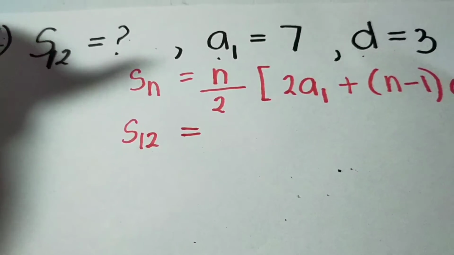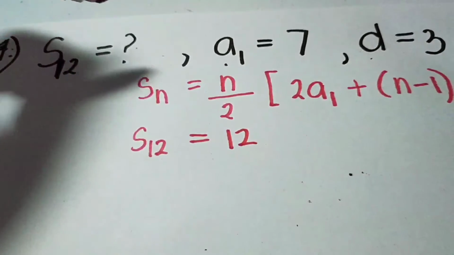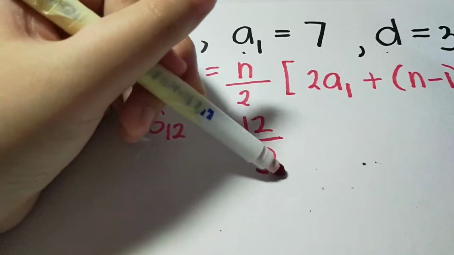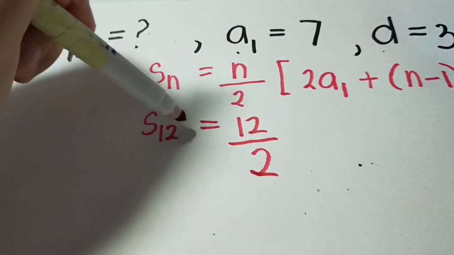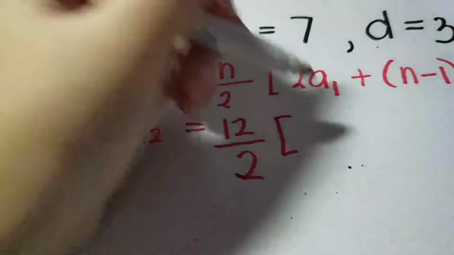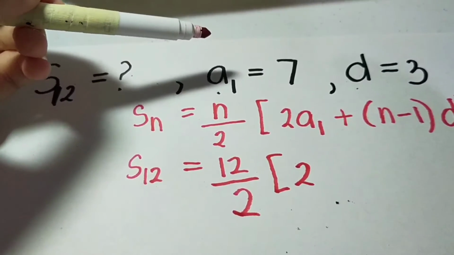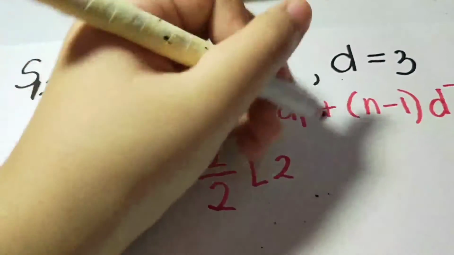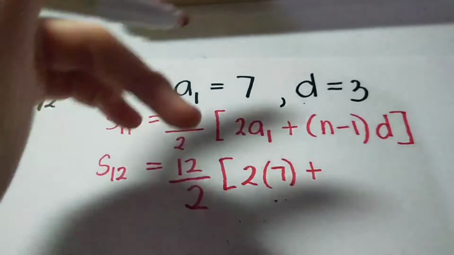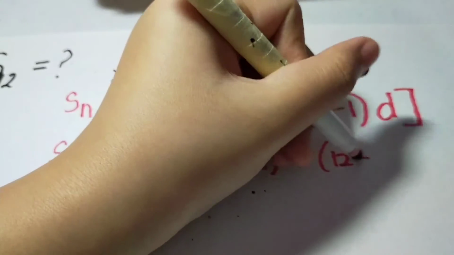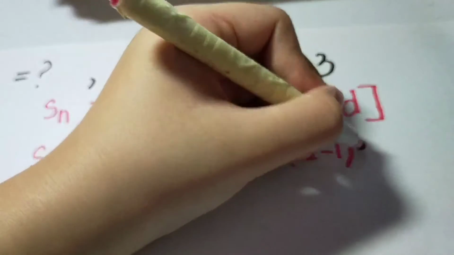Ang ating number of terms, or the n, is 12 over 2. 12 dahil ito na yung given natin, which is S sub 12 and 2a sub 1. 2 times, so mapapansin natin na given na yung a sub 1 which is 7. So 2 times 7 plus yung n minus 1, yung n natin ay 12 times the common difference which is 3.